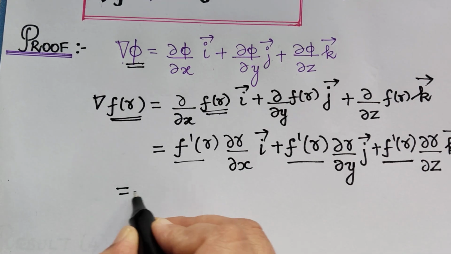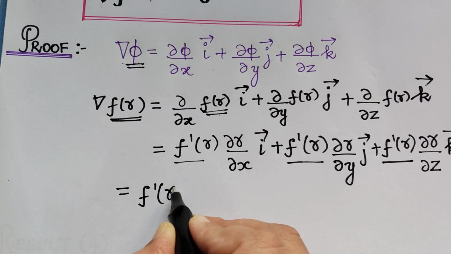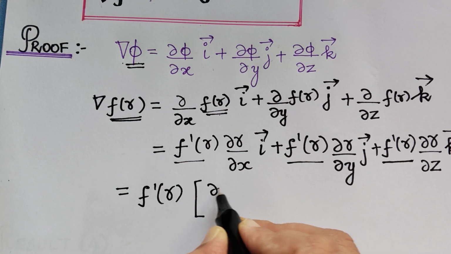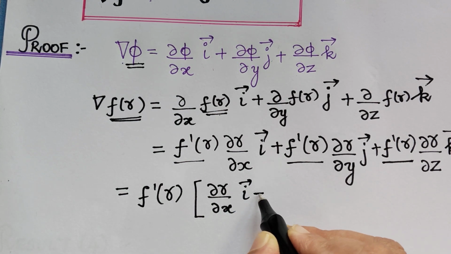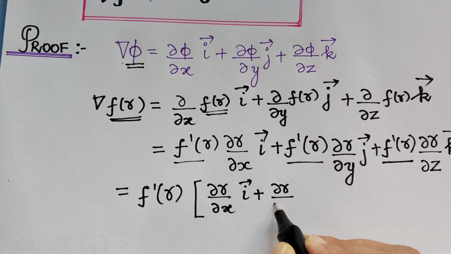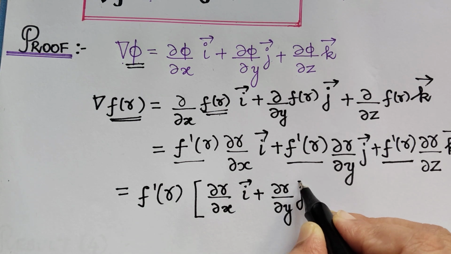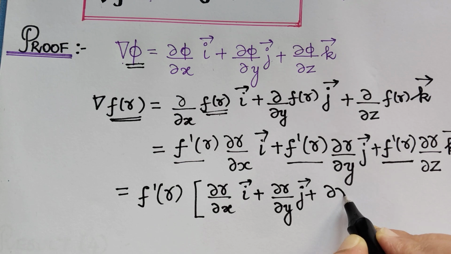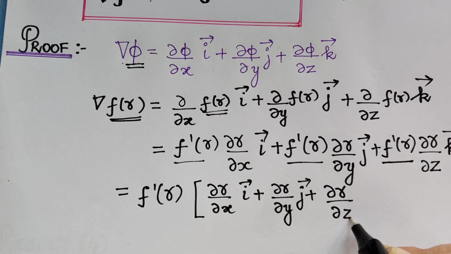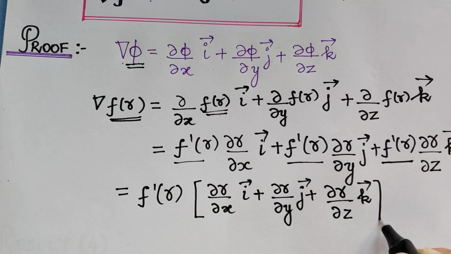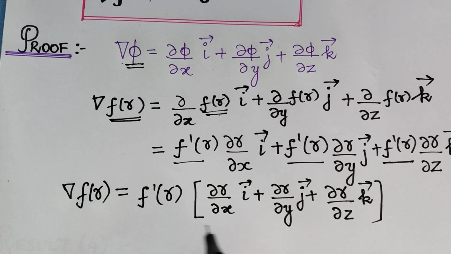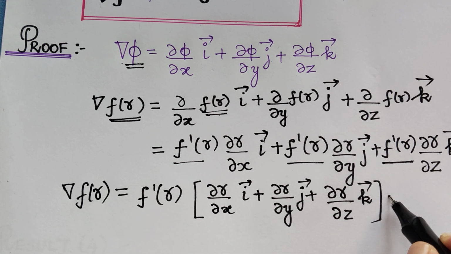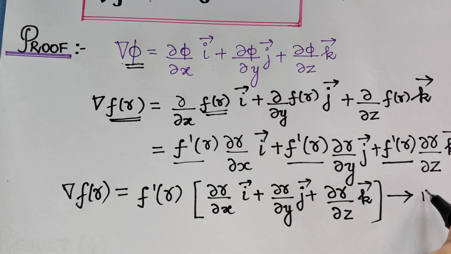So this will be equal to f dash of r multiplied with dou r by dou x i vector plus dou r by dou y j vector plus dou r by dou z k vector. So we have obtained nabla f of r, that is the gradient of f of r, as f dash of r multiplied with this. Now let us mark this as equation 1.